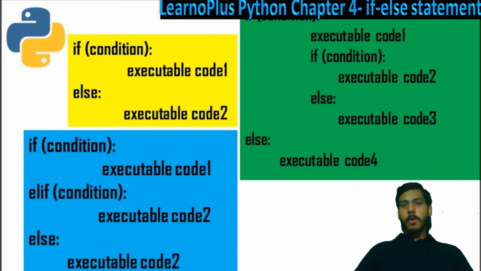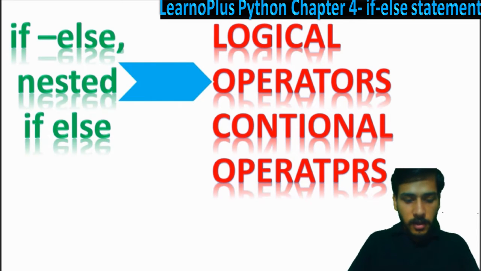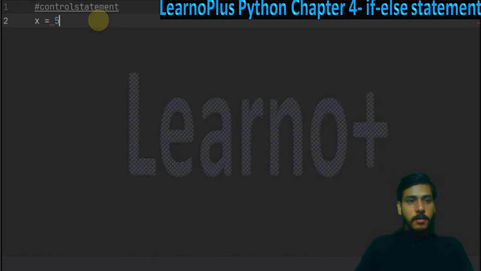Here in the green box, if the condition is true, execute code 1 and then check another condition inside the if and execute code 2. If that condition is false, execute code 3, else execute code 4. For the first condition, we will use logical operators and conditional operators here. So here we go with the practical of this session.